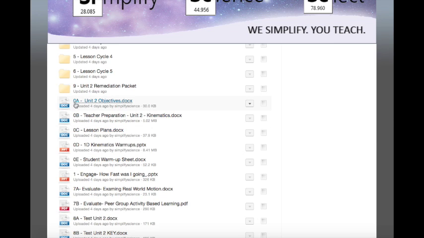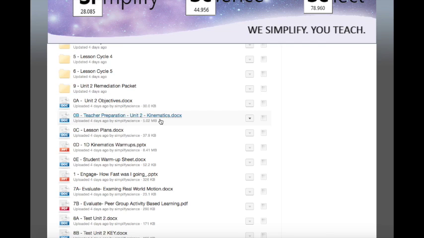We're going to get into these a little bit more later, but this 0A document is an objective document. It's an overview of the entire unit. It's going to tell you the TEKS, ELPs, all the curricular material that you're going to be addressing on certain days, how many days it's going to take, and those sorts of things.